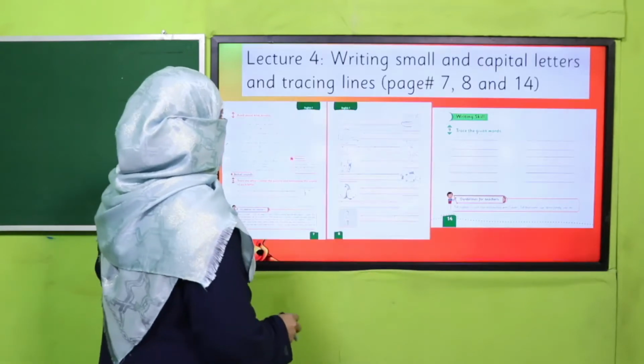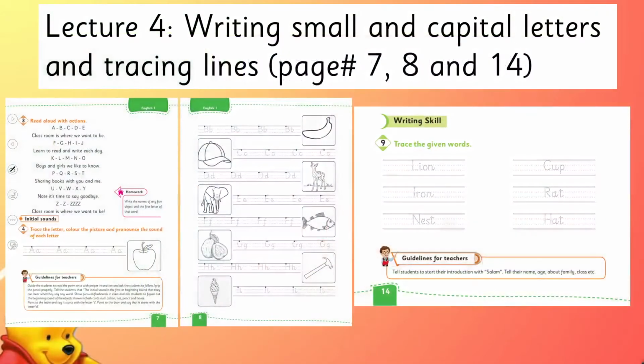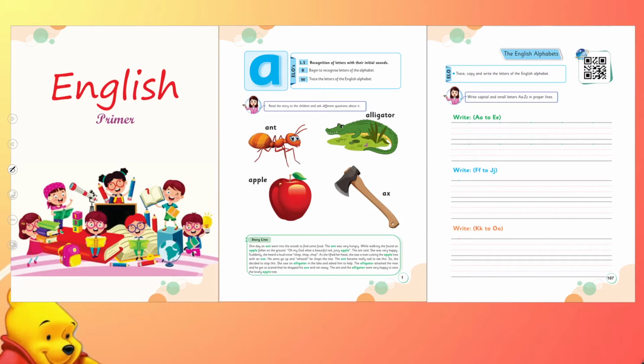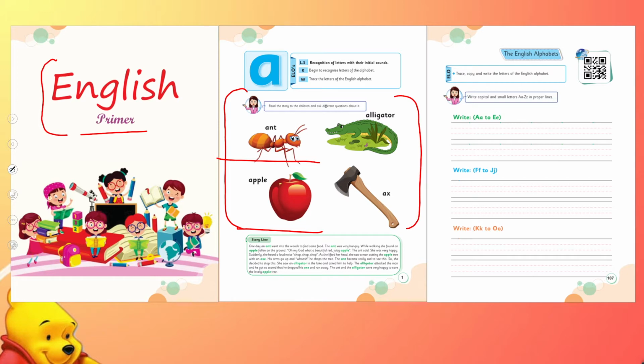Yes, my dear students, today we are going to learn writing small and capital letters and tracing lines. We'll cover page number 7, 8 and 14 of your book. Before this, in your English primer, you have learnt about sounds of letters and you have related them with objects. I hope you remember. If not, you may watch these video lectures again.